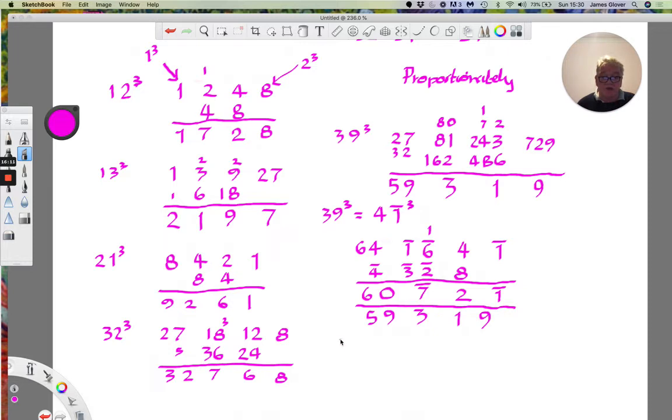So what you can do now is have a little practice at 11 cubed, 41 cubed, and 52 cubed. You can stop the video and have a go at those.